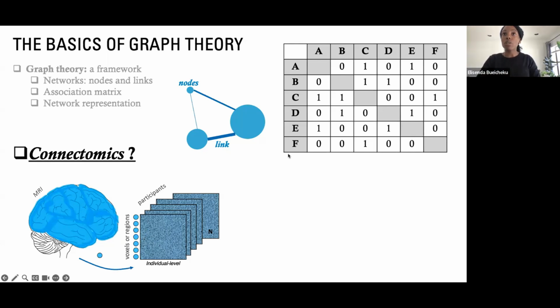And then if you want to build your association matrix, you can perform a correlation analysis between the voxels of the brain across the participants. In this way, you will obtain a brain matrix, and from here you could do group level connectomics.